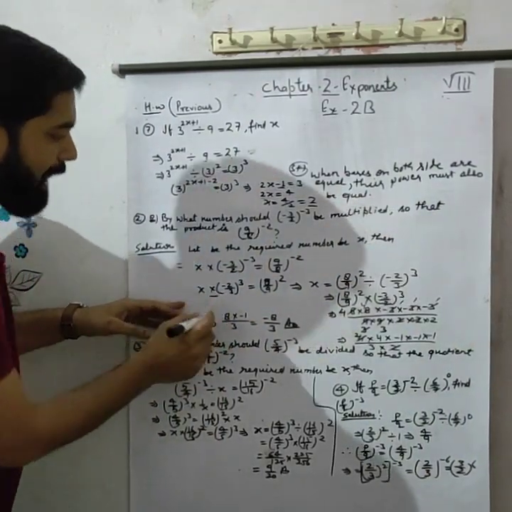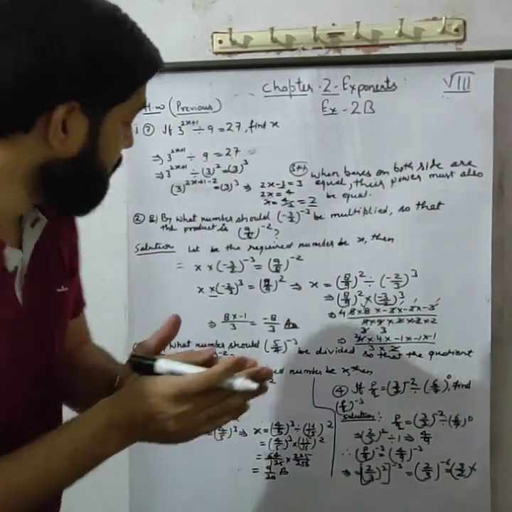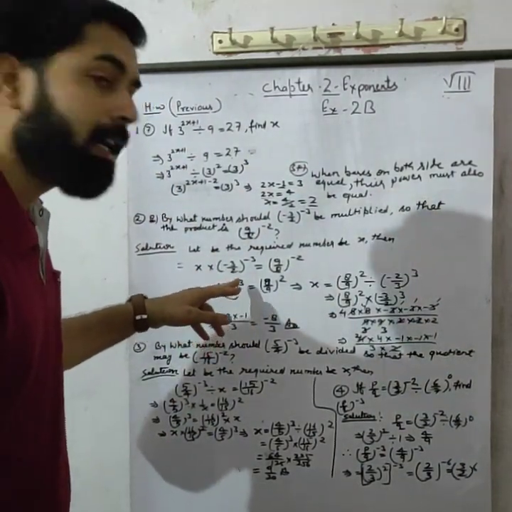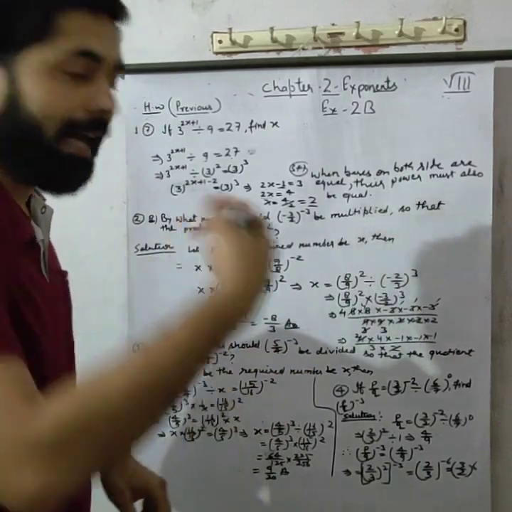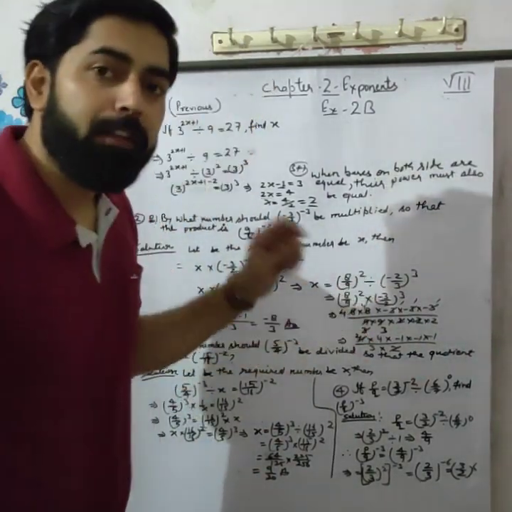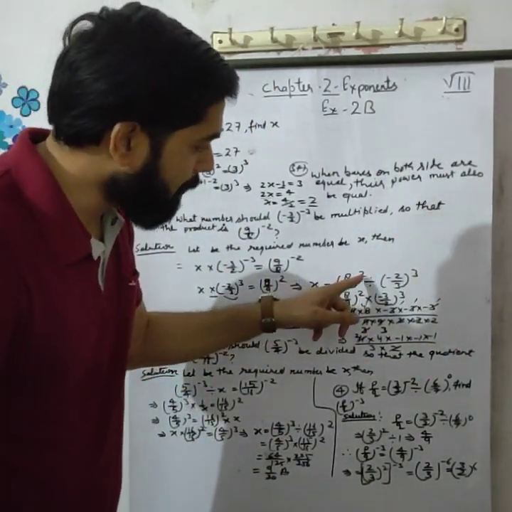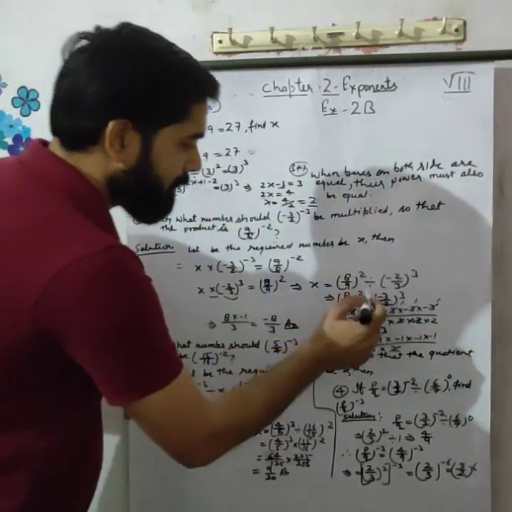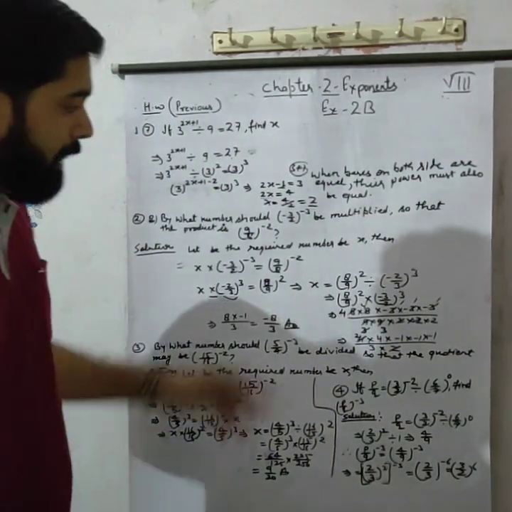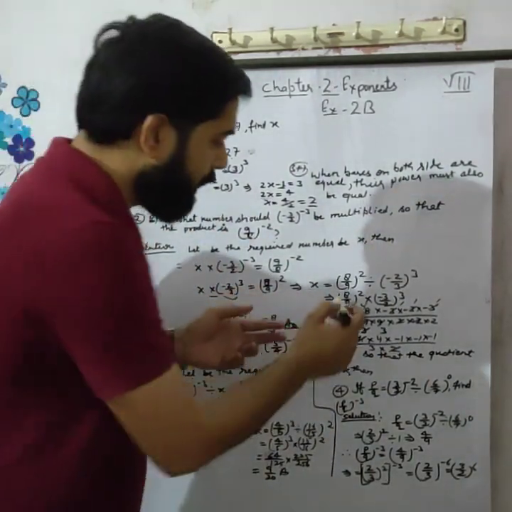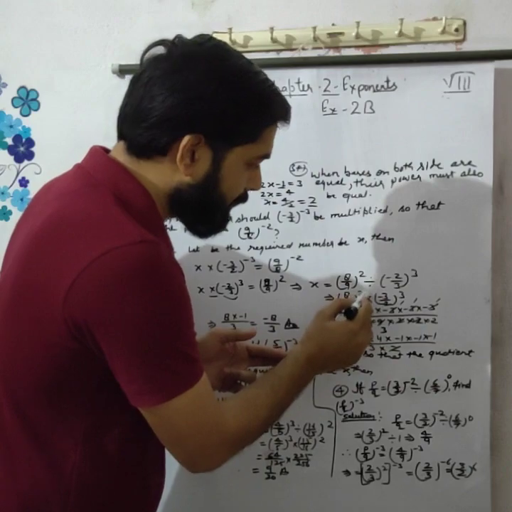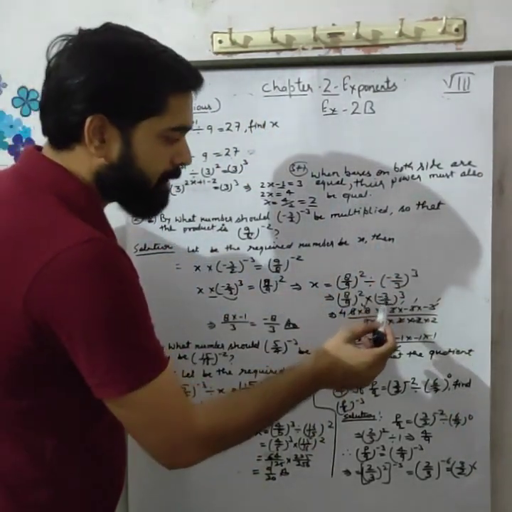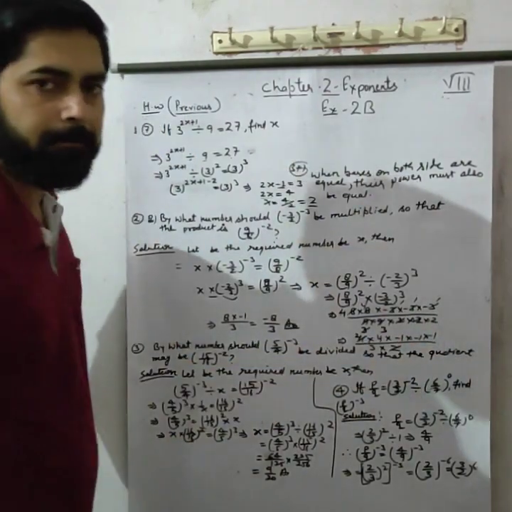This is a multiplication, and by the transposition method, when we shift this number, minus 2 upon 3 raised to power 3, to the right hand side, then we get 8 upon 9 raised to power 2 divided by minus 2 upon 3 raised to power 3. And look here, this is the division, and you know how we can solve the division. So 8 upon 9 raised to power 2 multiplied, division sign converted into multiplication, and write the reciprocal of this number. So minus 3 upon 2 raised to power 3.